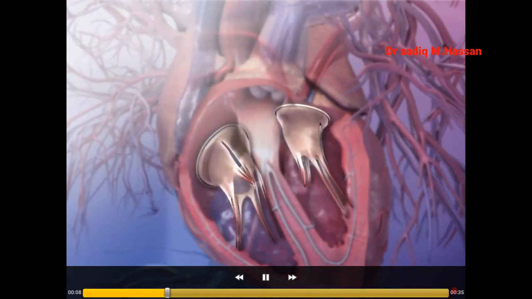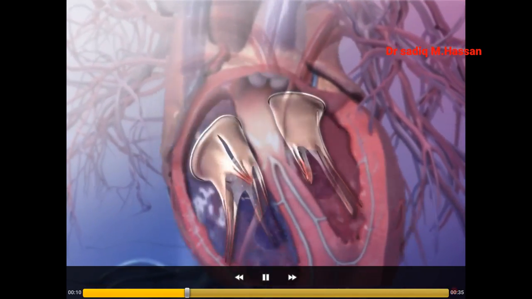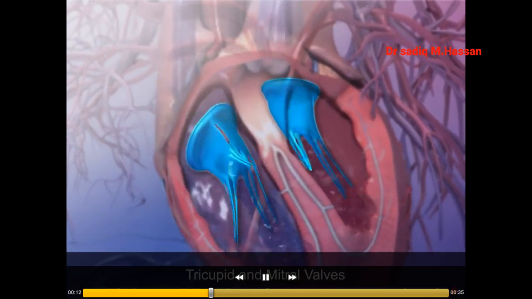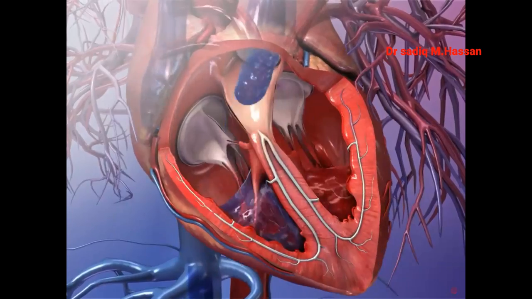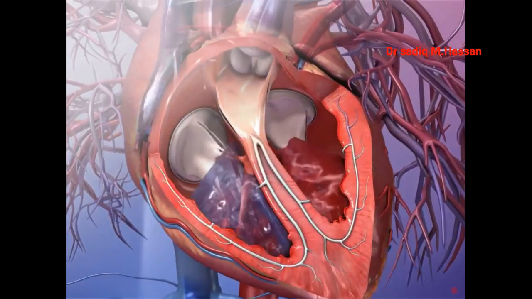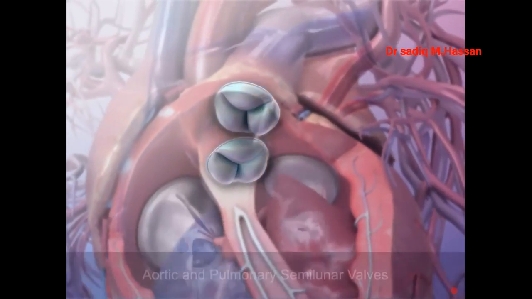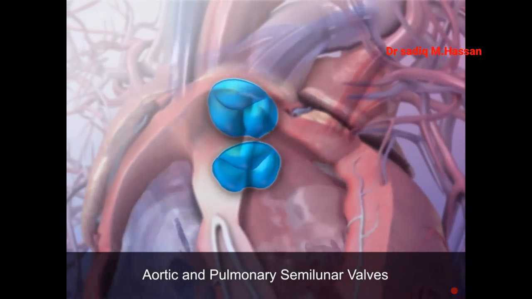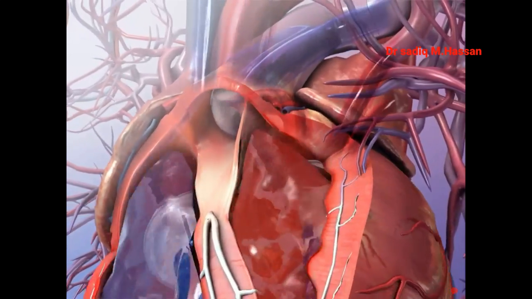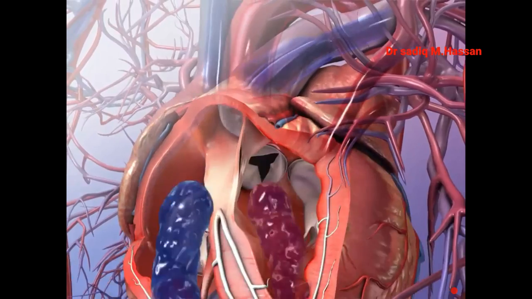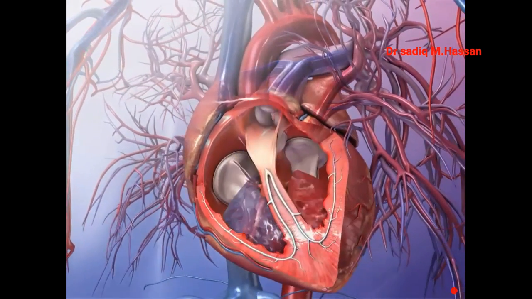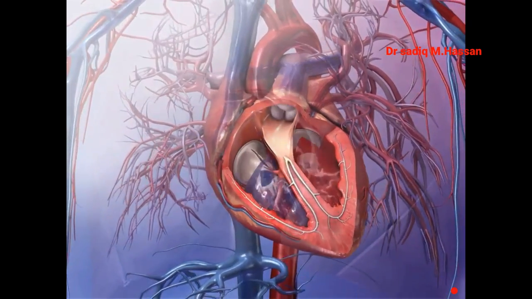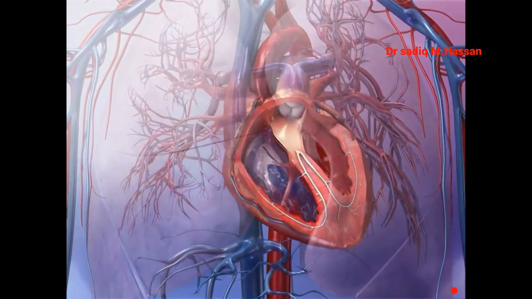The two valves located between the atria and the ventricles are called the tricuspid and mitral valves. These valves facilitate the flow of blood as it moves into the ventricles from the atria. The other two valves are the aortic and pulmonary semilunar valves. These valves ensure that blood exits the heart correctly. Each of the four valves is composed of flaps called leaflets or cusps, which prevent backflow of blood in the wrong direction.